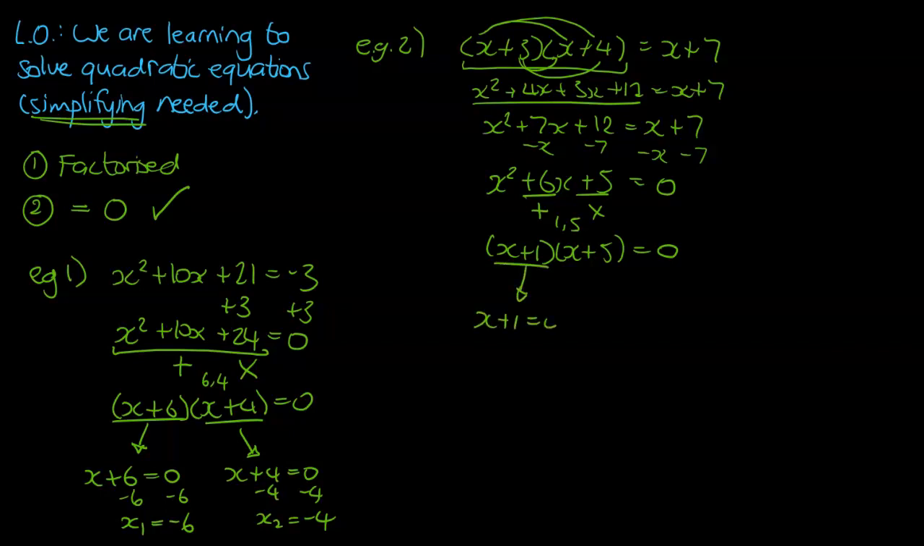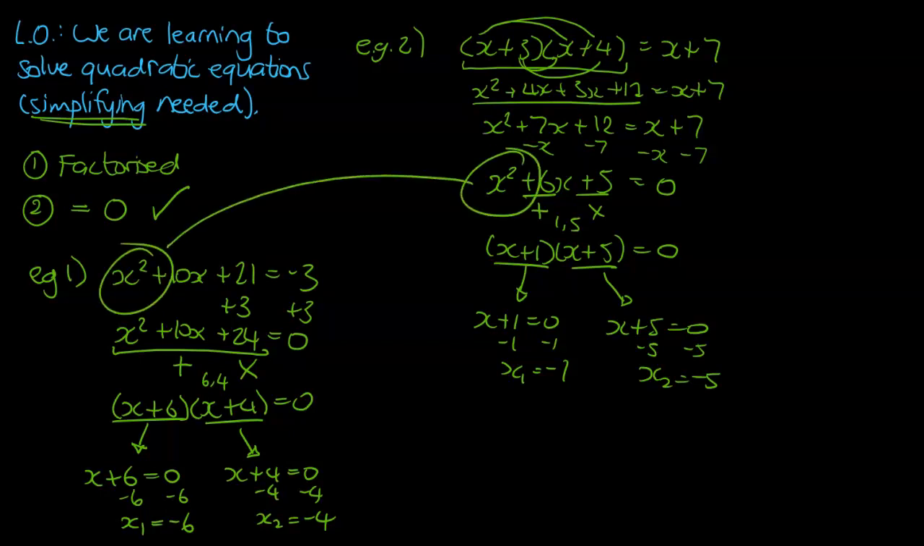X plus 1 must be equal to 0 minus 1, which means our first answer for x, oops, I've written negative 7, but I definitely meant negative 1. We can then do the same for the second portion. X plus 5 equals 0, minus 5, so x equals minus 5. So there's our second equation. These ones here are fairly straightforward, reason being we're dealing with equations that are just x squared.